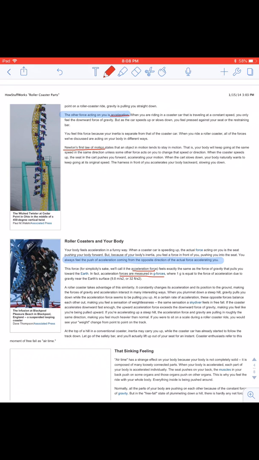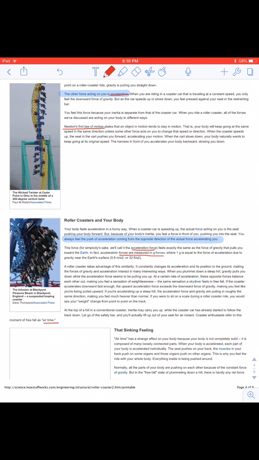If the coaster accelerates downward fast enough, the upward acceleration force exceeds the downward force of gravity, making you feel like you're being pulled upward. If you're accelerating up a steep hill, the acceleration at the top of a hill in a conventional coaster, inertia may carry you up, while the coaster car has already started to follow the track down. Let go of the safety bar, and you'll actually lift up out of your seat for an instant. Coaster enthusiasts refer to this moment of free fall as airtime. I'm going to mark that airtime word because that is good vocab, I think.